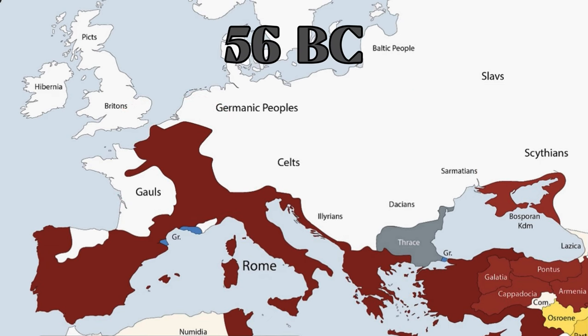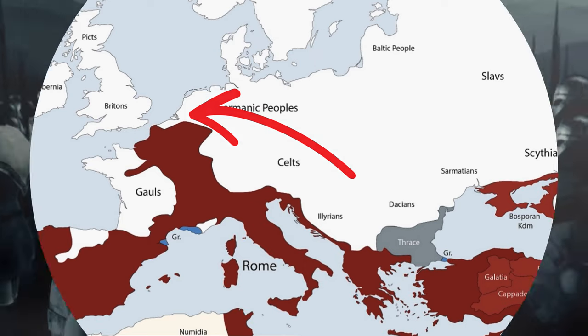56 BC. Caesar expanded Roman authority into present-day France and Belgium, and reconciliation occurred between Crassus and Pompey the Great at the Triumvirate meeting in Lucca, further strengthening political stability in Rome.